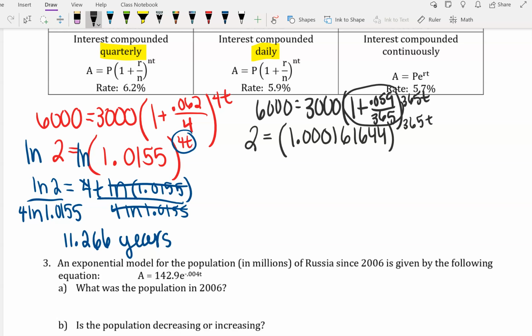365t. The more decimals I have on there, the more precise I'm going to be. At this point, I now log both sides. I can use natural log or common log, doesn't matter. The whole point of that is so I can now use my exponent rule, or my log rule, and bring that exponent in the front.